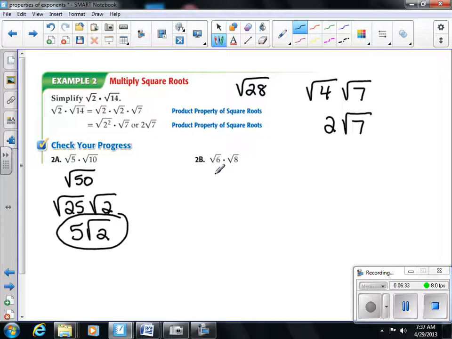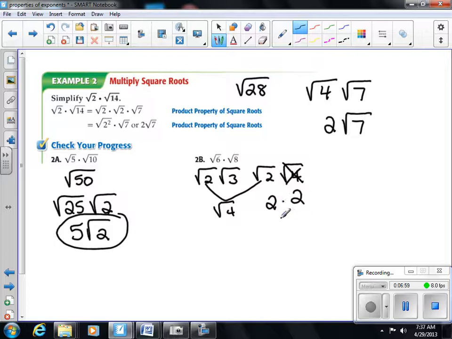Okay, in this case, let's try doing it the way they gave this example here. This can be broken into the square root of 2 times the square root of 3 times the square root of 2 times the square root of 4. That would work. Okay, I know that the square root of 4 is 2. And if I take the square root of 2 times the square root of 2, that's actually the square root of 4, which is 2. So now I have 2 times the square root of 3, or to put it in simplest terms, 4 times the square root of 3.